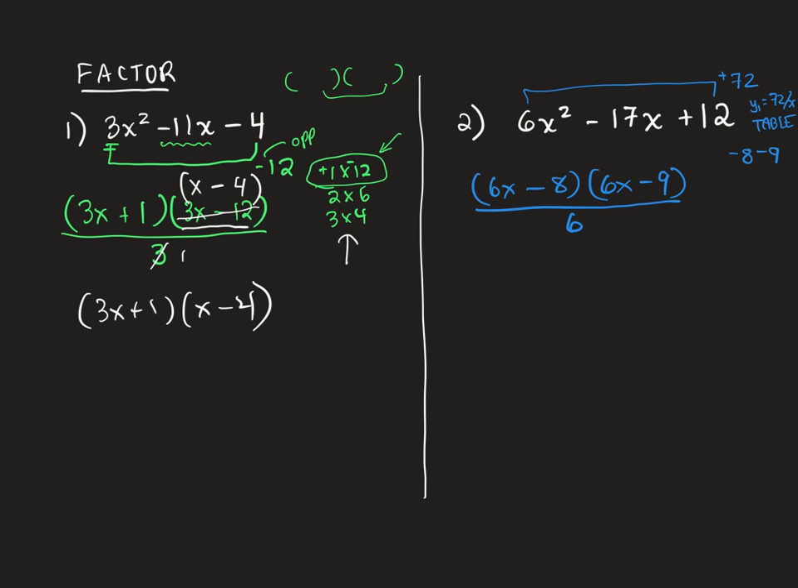Now, you may notice 6 doesn't go into either of those nicely, 8 or 9. So we knock that down to a 2 and a 3, and then we divide that into each of those. So 2 divided by 2 is 1, 6x minus 8 becomes 3x minus 4. 3 goes into the other one, 2x minus 3, and those are your factors. And there we go. After a while, you get really good at it with lots of practice. So hope that helped.